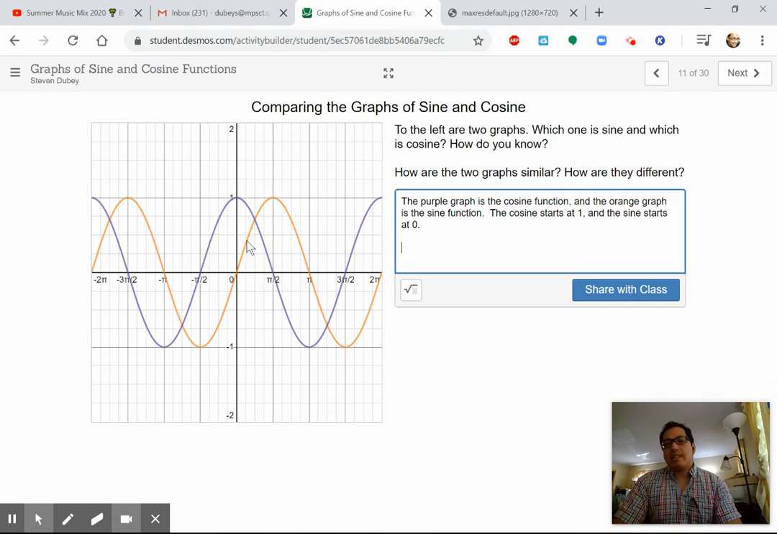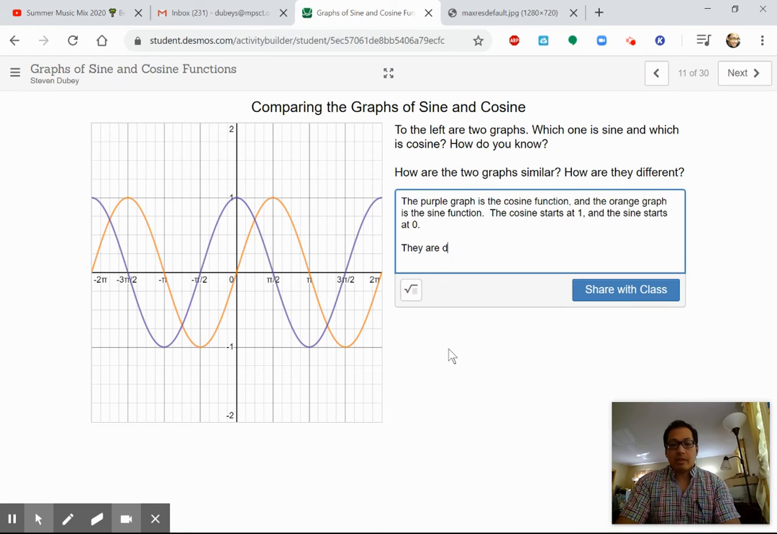They are literally identical functions. They just differ by a shift of pi over 2. Because if you could shift this graph, this purple one, over to the right by pi over 2, then they would be right on top of each other. But everything else is the same.